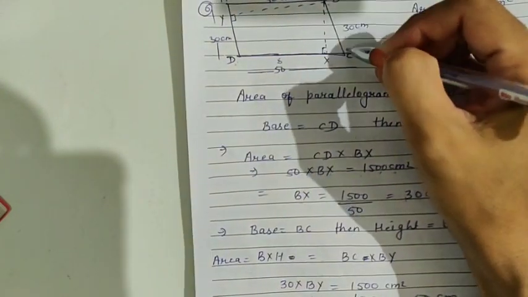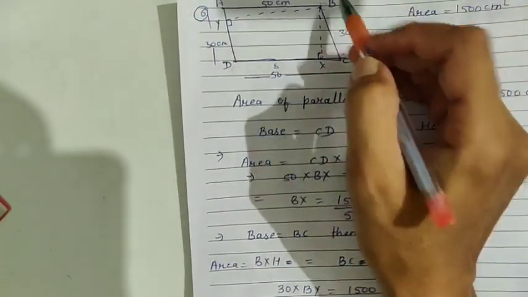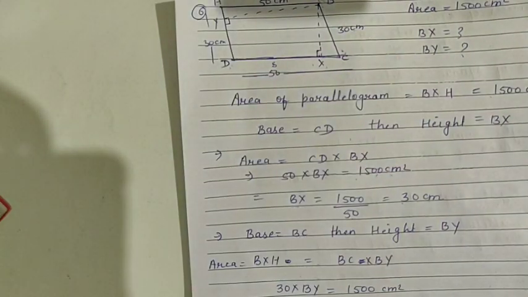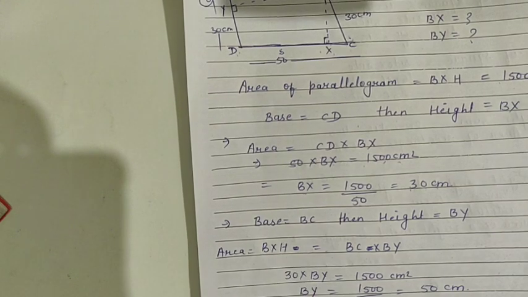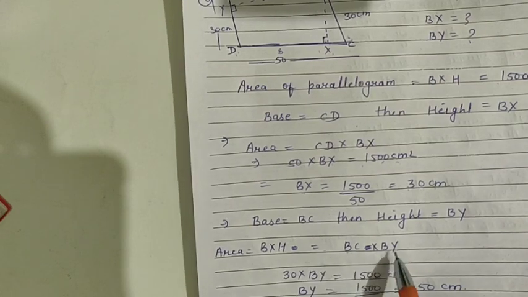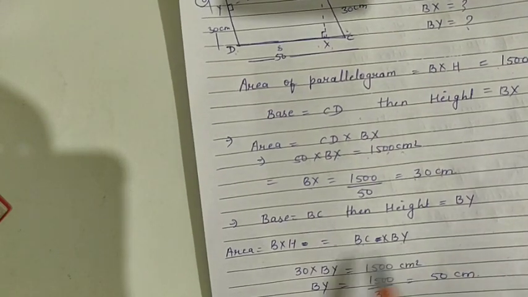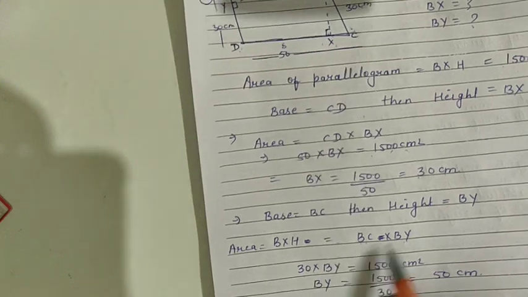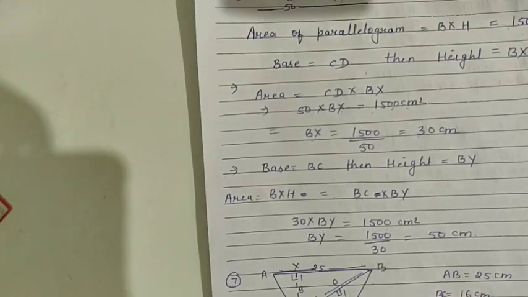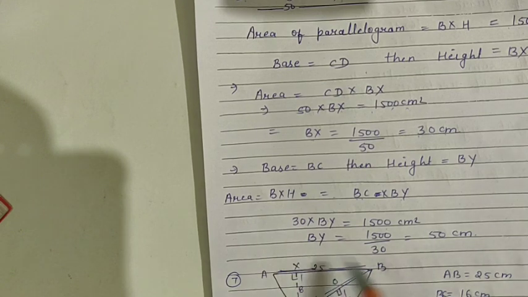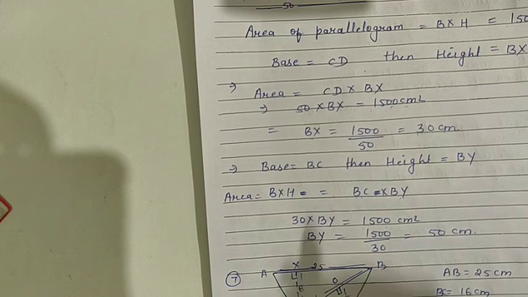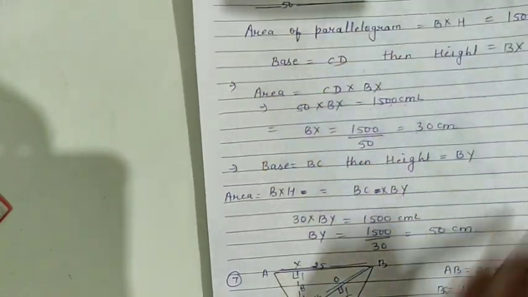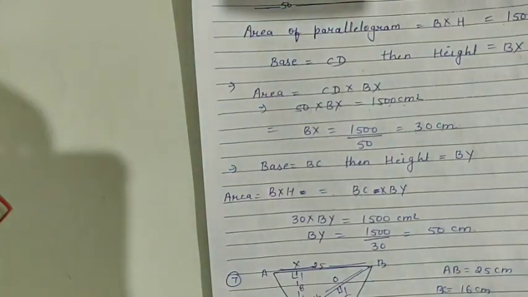And when I take BC as a base, then height is BY. So area is base into height of parallelogram. So BC into BY, BC is 30 centimeter into BY, and area is equal to 1500 centimeter square. So BY is equal to 1500 upon 30, and that is equal to 50 centimeter. So BX is 30 centimeter and BY is 50 centimeter.